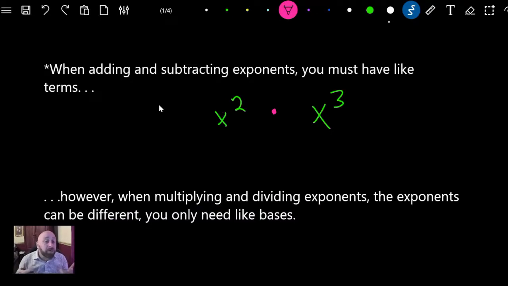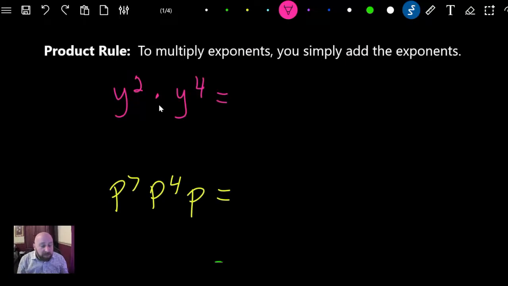Now, how do you multiply it? Some of you might be thinking, well, I just take 2 times 3, so that's going to equal x to the 6th. That is wrong. That is not how you multiply exponents. So you're like, Mr. Steve, how do you multiply exponents then? You just blew my mind. I don't understand. Well, let's take a look.